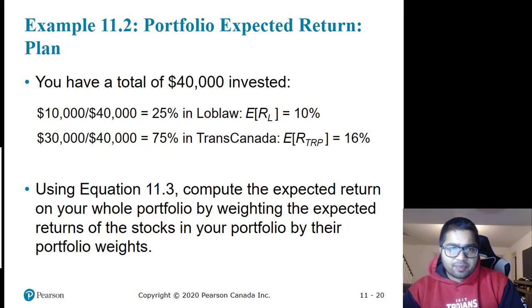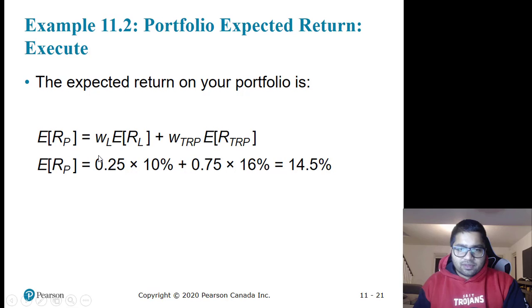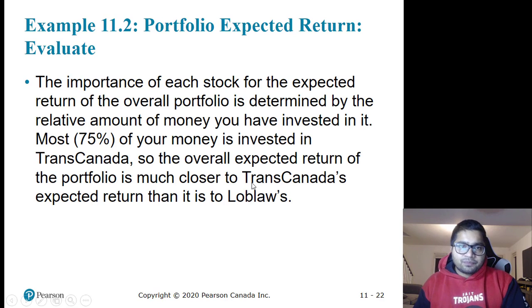So 25% is the weight in A, 75% is the weight in B. Corresponding returns are given. So weight into returns, 14.5% is the answer.